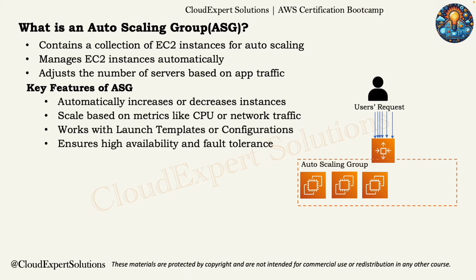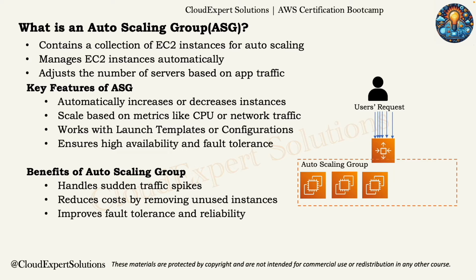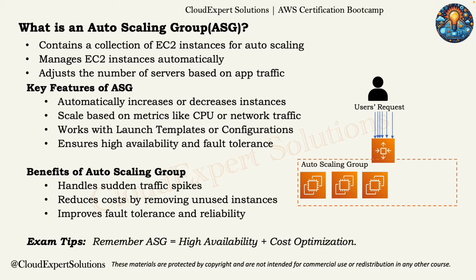Now let's review the benefits of an auto-scaling group. It will automatically handle traffic surges or traffic spikes. With an auto-scaling group, you no longer need to guess capacity and you can avoid keeping your expensive IT resources idle. It will reduce cost by removing unused instances. It will also improve fault tolerance and reliability. For the AWS Certified Solution Architect Associate Certification, please remember an auto-scaling group is high availability plus cost optimization.